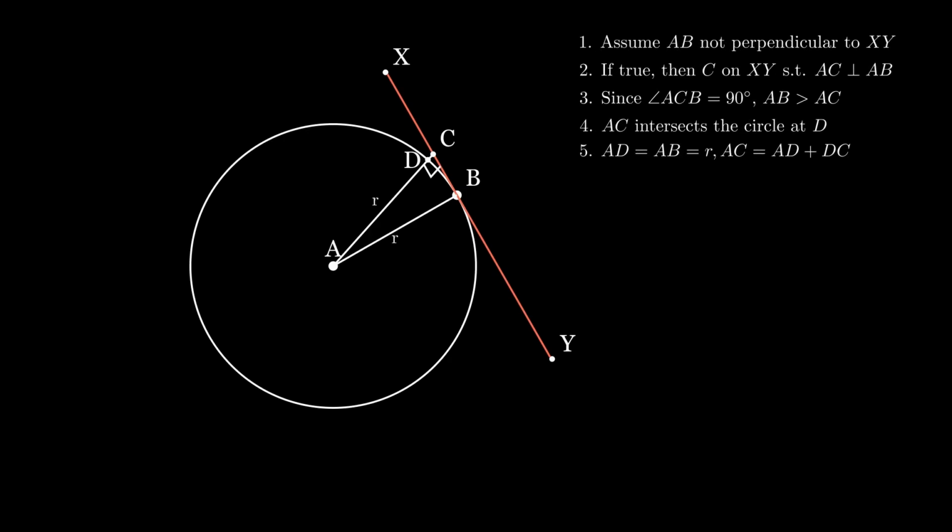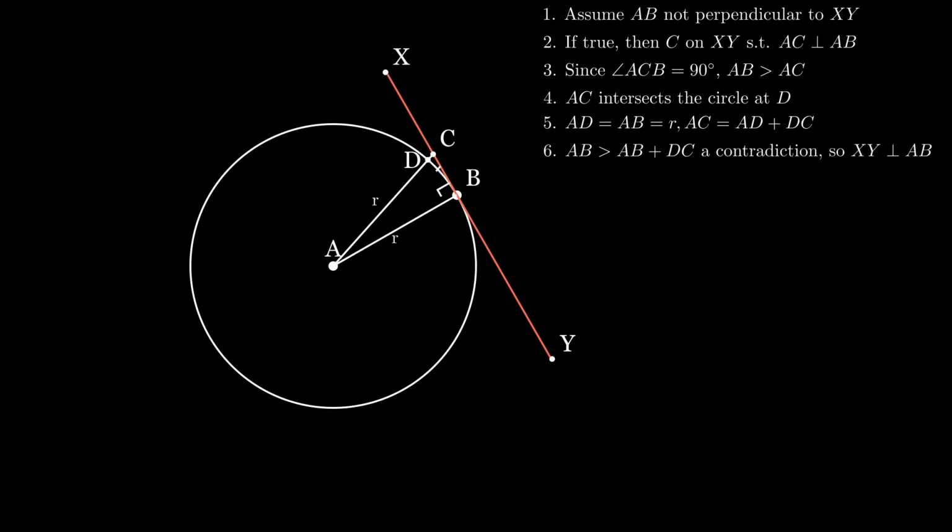Since AD is equal to AB, because they're both the radius, AC equals AD plus DC. And now our earlier statement that AB is greater than AC is a contradiction. So we see that XY must be perpendicular to AB.